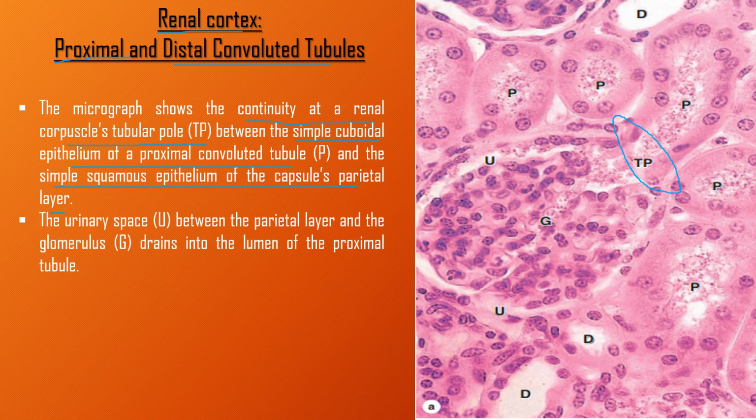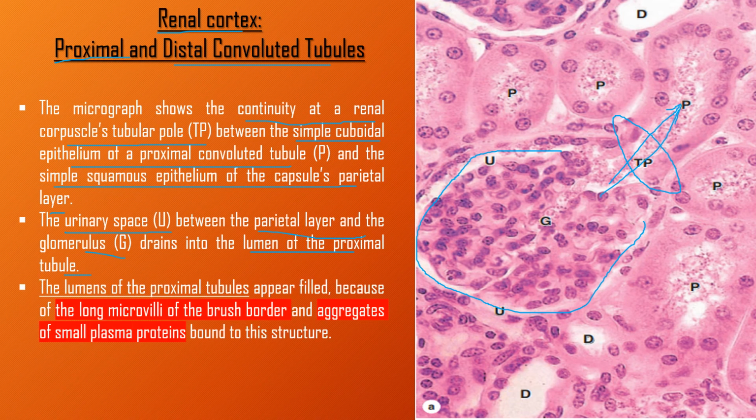The urinary space, as you can see here, is the urinary space or the corpuscular space or Bowman space between the parietal layer and the glomerulus. It drains to the lumen of the proximal convoluted tubule, as you can see here.